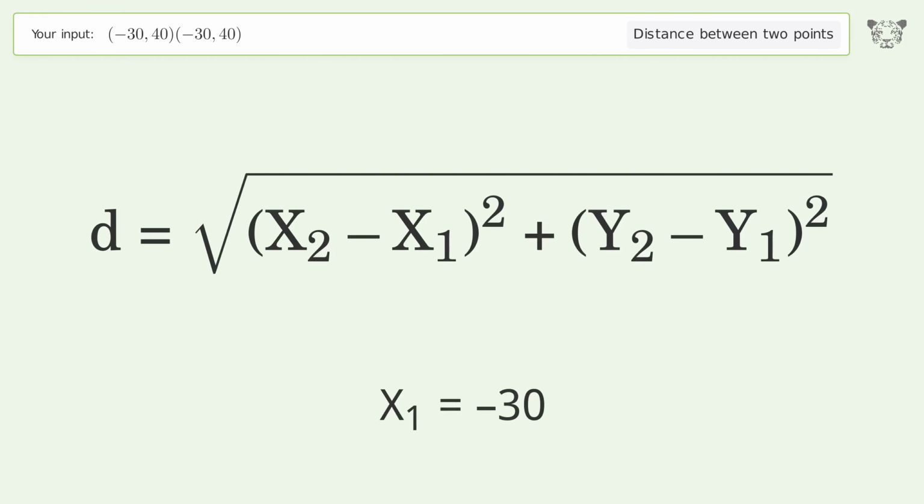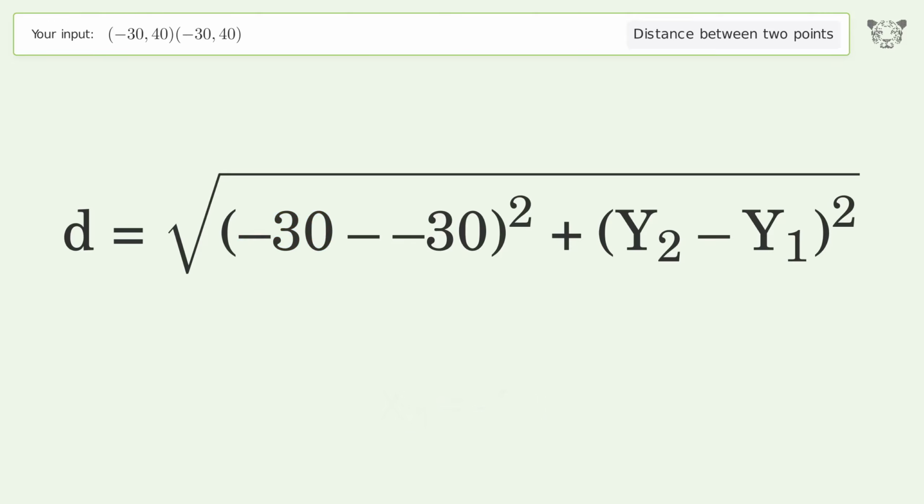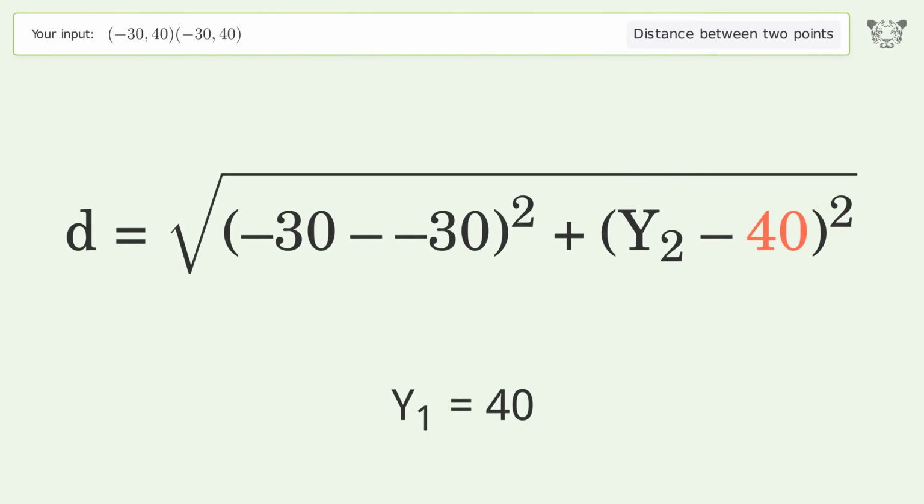x1 equals -30. x2 equals -30. y1 equals 40. y2 equals 40.